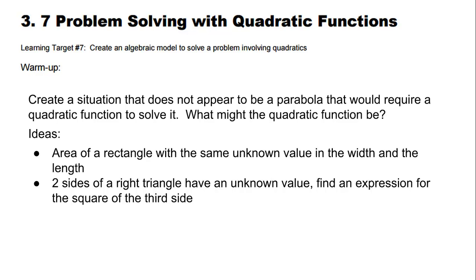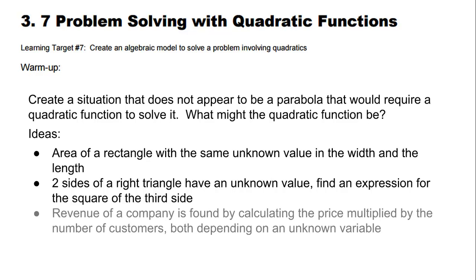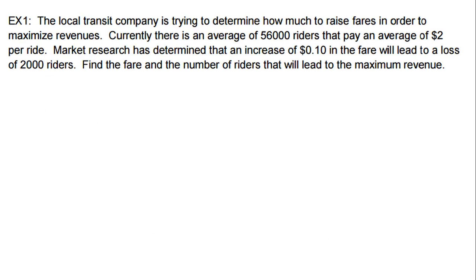Two sides of a right angle triangle have an unknown value. Find an expression for the square of the third side. And so here we're actually talking about Pythagorean theorem. So Pythagorean theorem is a situation where you could see a quadratic. Another is the revenue of a company, calculated by the price multiplied by the number of customers, both depending on an unknown variable. And that's actually the big example we're going to see today.